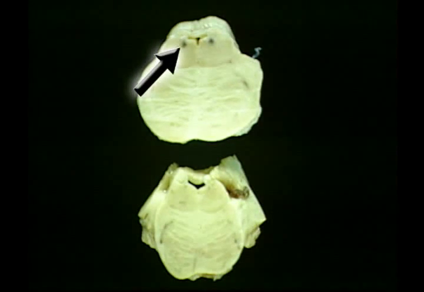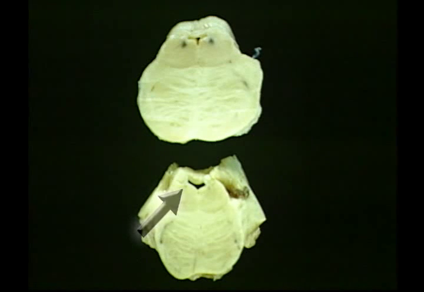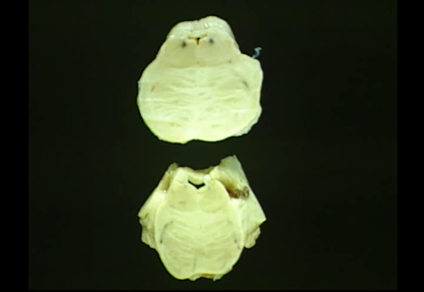On the top, you see here an arrow pointing to the locus ceruleus, this small brown spot. And on the bottom, the arrow points to the place where the locus ceruleus ought to be, and now it's gone. And the reason that it's gone is that these pigmented norepinephrine-producing brain cells have been killed by the disease process. And consequently, this patient now has a deficiency of norepinephrine, and as a result, this patient would demonstrate depression. That's why antidepressants would help improve this patient's mood.